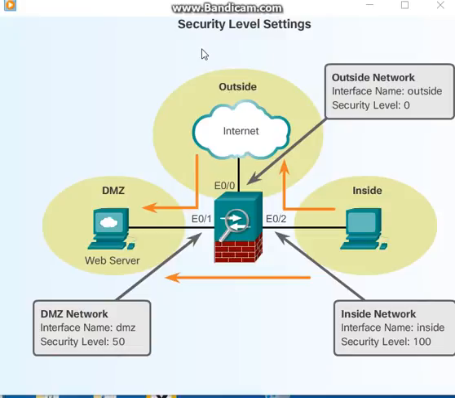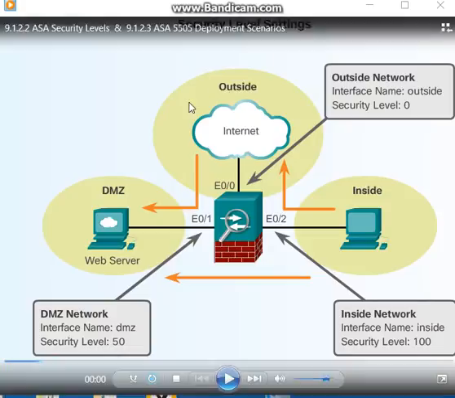Now, the ASA 5505 is commonly used as an edge security device that connects a small business to an internet service provider device such as a DSL or cable modem for access to the internet. It can be deployed to interconnect and protect several workstations, network printers, and IP phones.